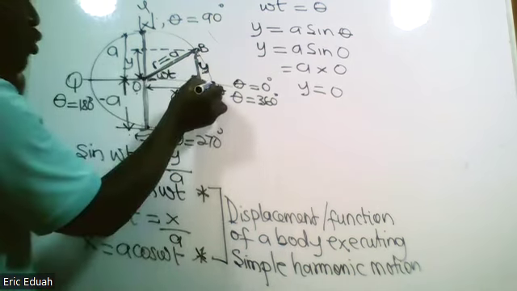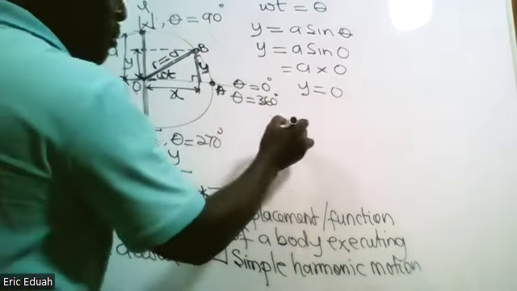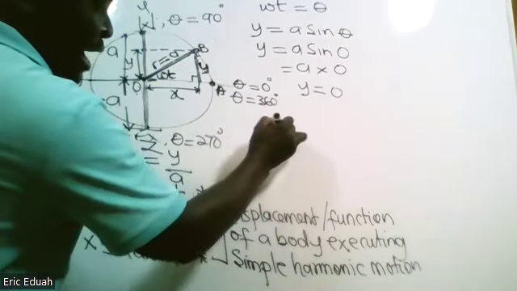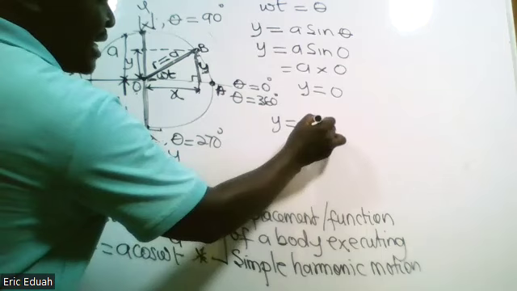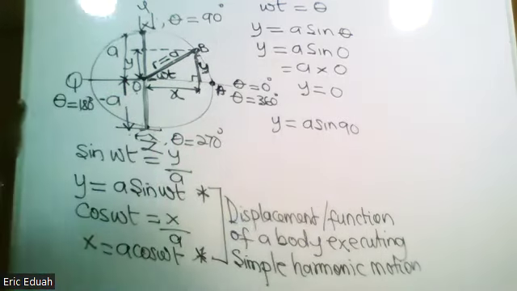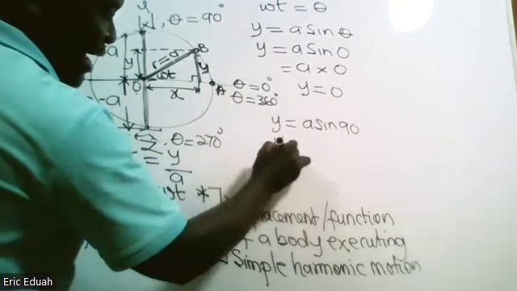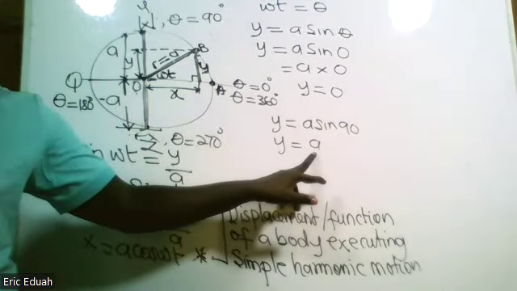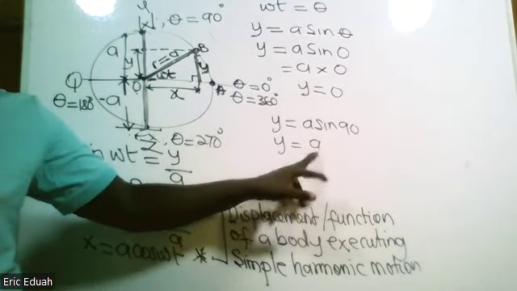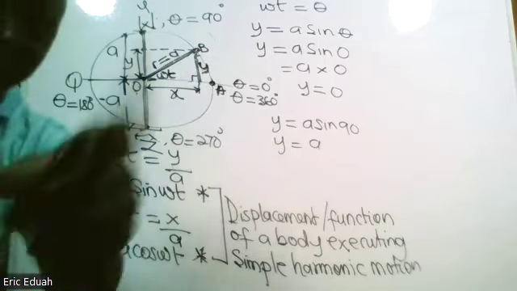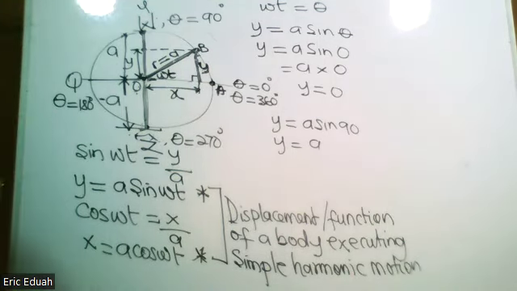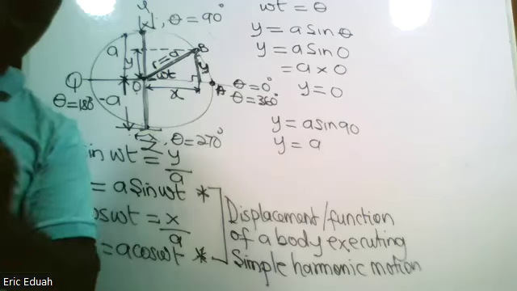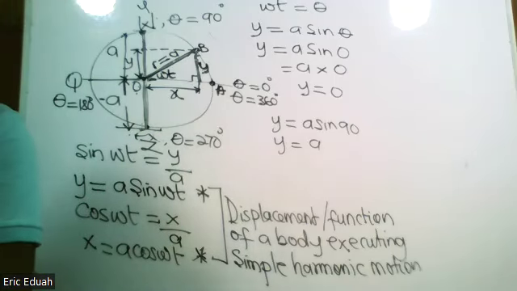When the body moves to W, because theta is 90, we have y is equal to A sine 90. Sine 90 is 1. And so y is equal to A. What is A? The amplitude. Charlotte, you are not wrong to say radius too. But when we are talking about circular motion, we say radius, then in simple harmonic motion, amplitude.